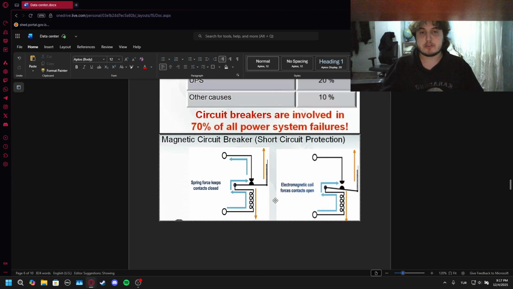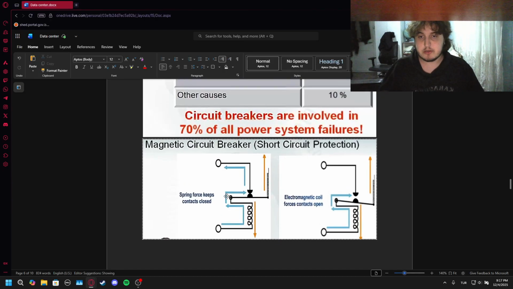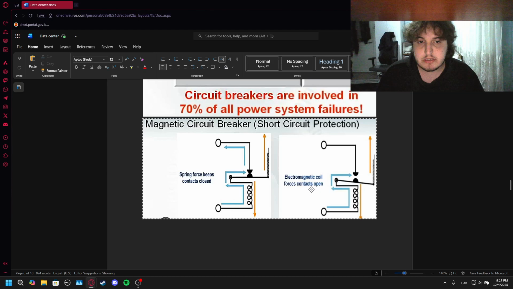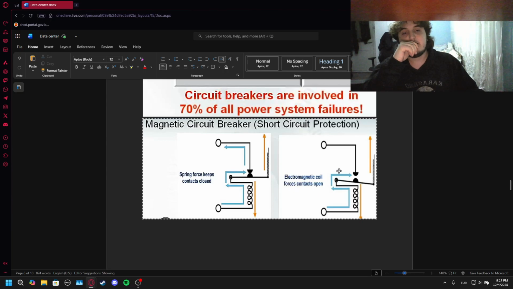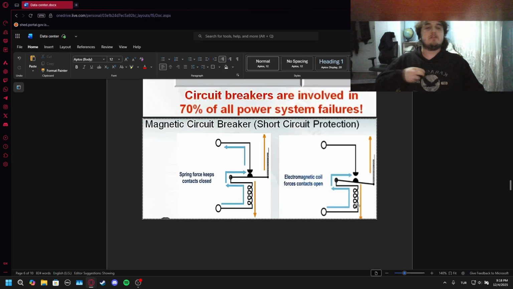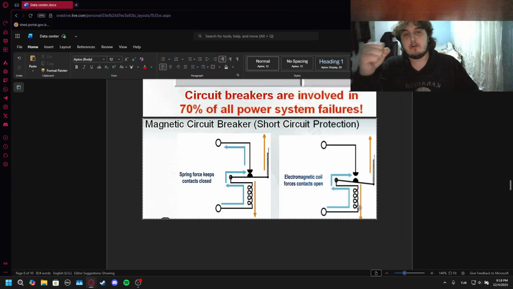Magnetic circuit breaker, short circuit protection. Get closer so you can see. Spring force keeps contacts closed. Electromagnetic coil forces contacts open. If a lot of amps are going through this, the coil would know that a lot of amps is going through it. So magnetically speaking, it would be charged, and the spring itself opens. Why does this happen? Because it's an electromagnet, actually. This is what the coil is used for. If a lot of amps are going through it, it opens itself, and it's a short circuit protection.